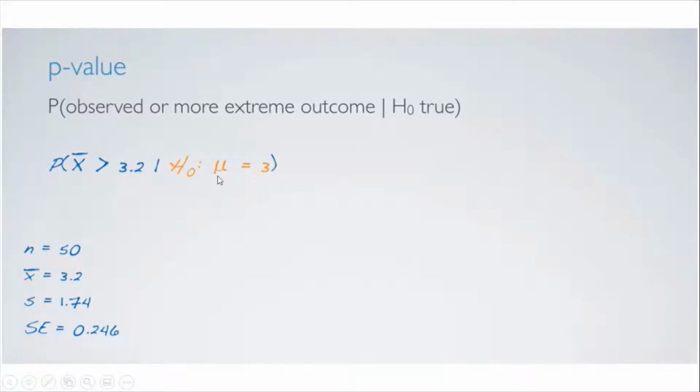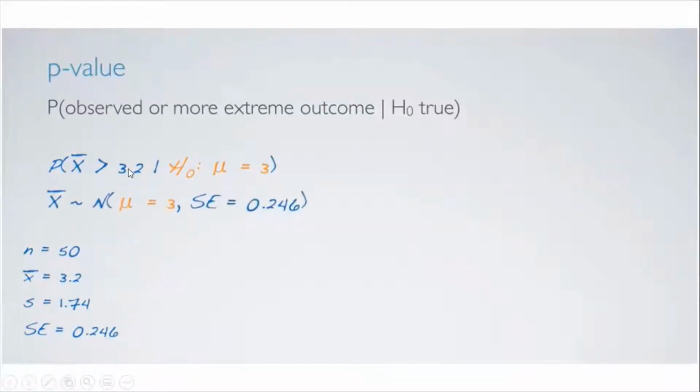So given the null hypothesis is true, what is the probability of our mean being greater than 3.2? Okay, basically, if the null hypothesis is true and our probability is greater than 0.05, then we fail to reject the null hypothesis. Anyway, let's take a look at this.